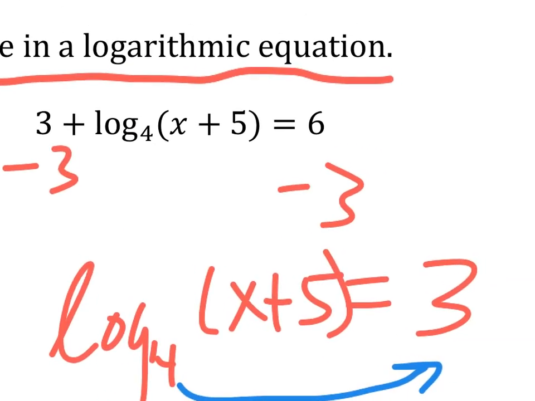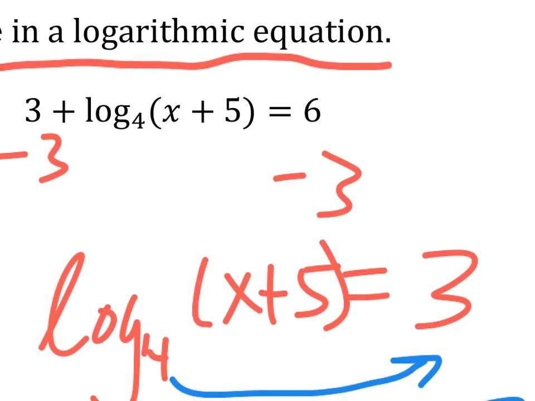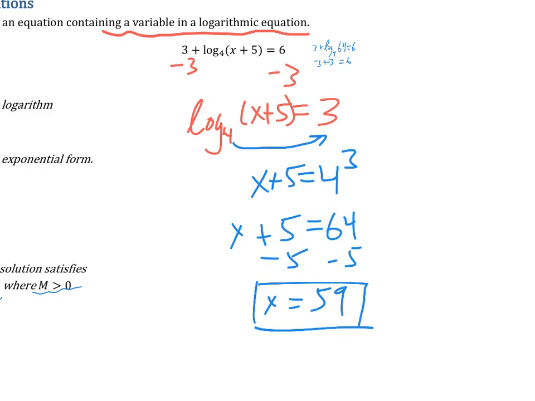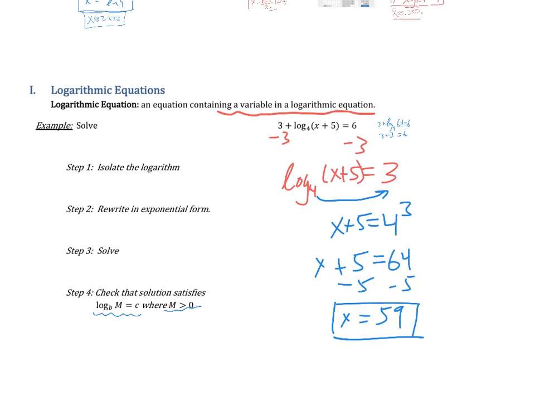So if we plug 59 in, let's try it out here. So we have 3 plus log base 4 of 59. 59 goes in here, it becomes 64, right? So log base 4 of 64 equals, let's just think about it here, 4 to the third power equals 64. So this is 3 plus the 3 that we had equals 6. That's the ticket there. Okay, 59.